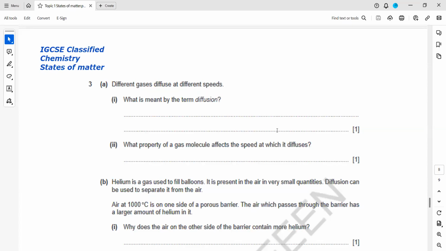So to answer these questions, you can annotate on the screen. You can also use your chat or the mic.